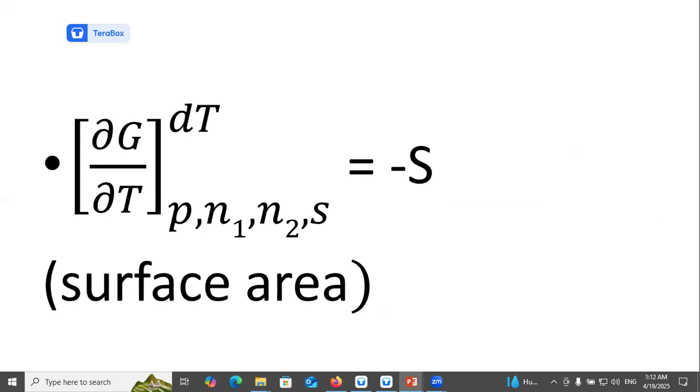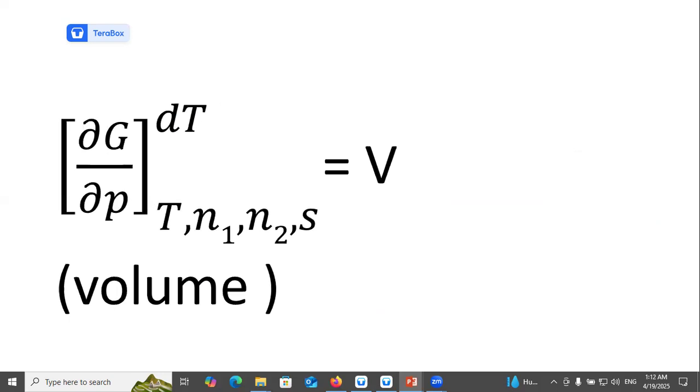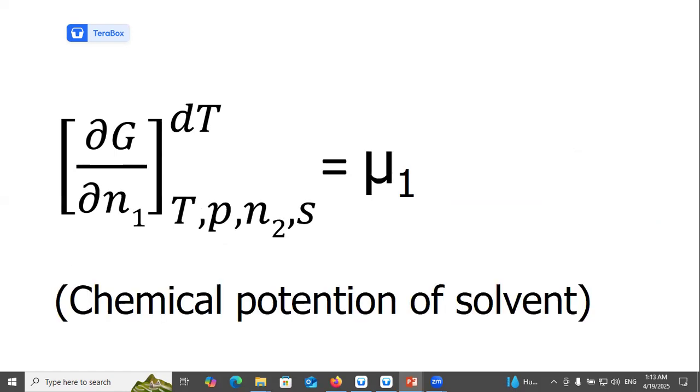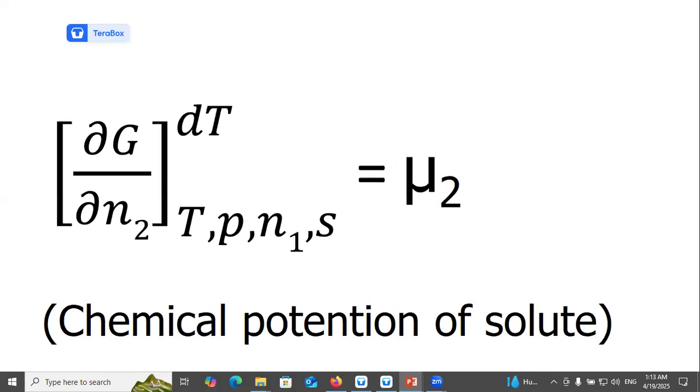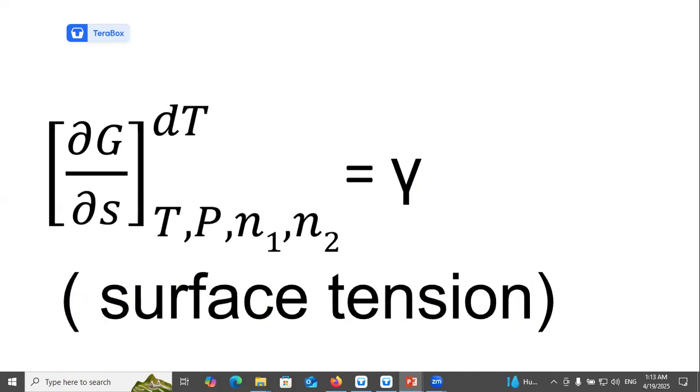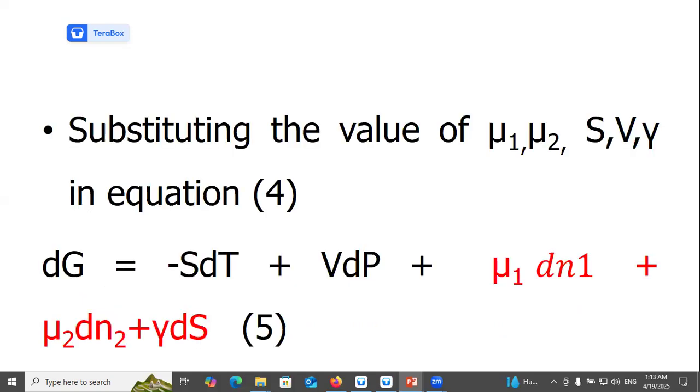(∂G/∂T) at P, N1, N2, S equals minus S, the entropy. (∂G/∂P) at T, N1, N2, S equals V, volume. (∂G/∂N1) at T, P, N2, S equals mu1, the chemical potential of solvent. (∂G/∂N2) at T, P, N1, S equals mu2, the chemical potential of solute. (∂G/∂S) at T, P, N1, N2 equals gamma, the surface tension. Substituting the values of mu1, mu2, S, V, gamma in equation 4, dG equals minus S dT plus V dP plus mu1 dN1 plus mu2 dN2 plus gamma dS, equation 5.